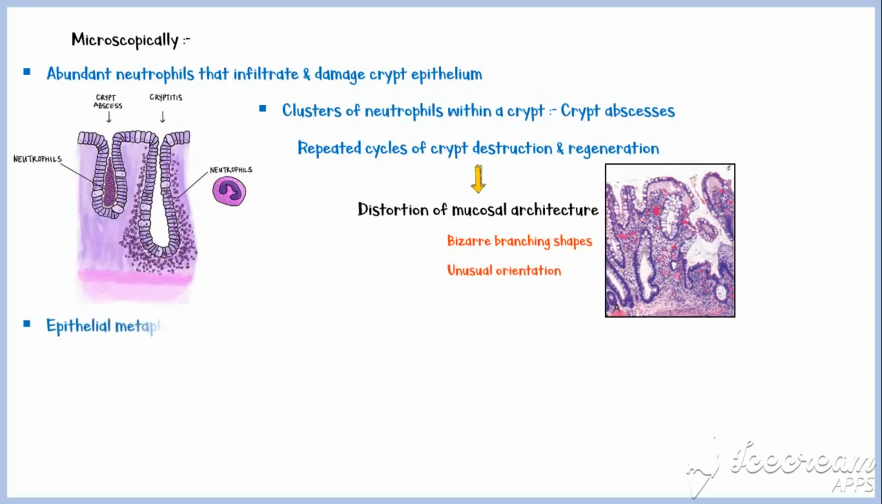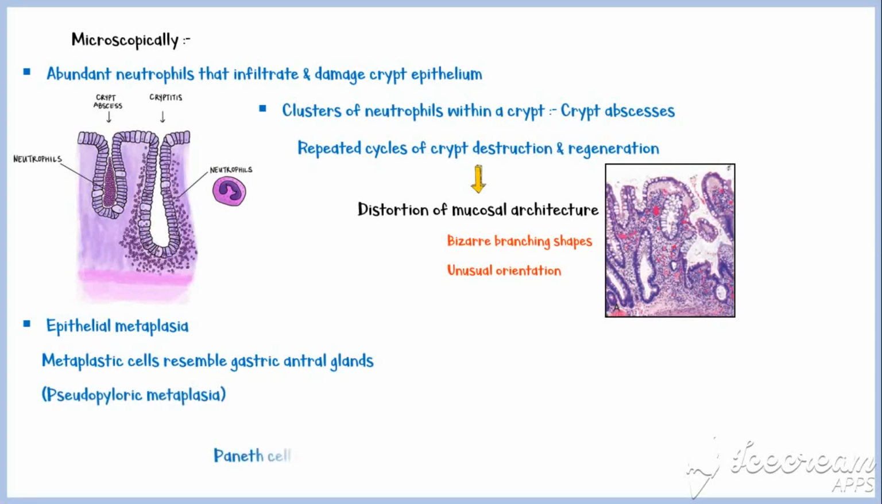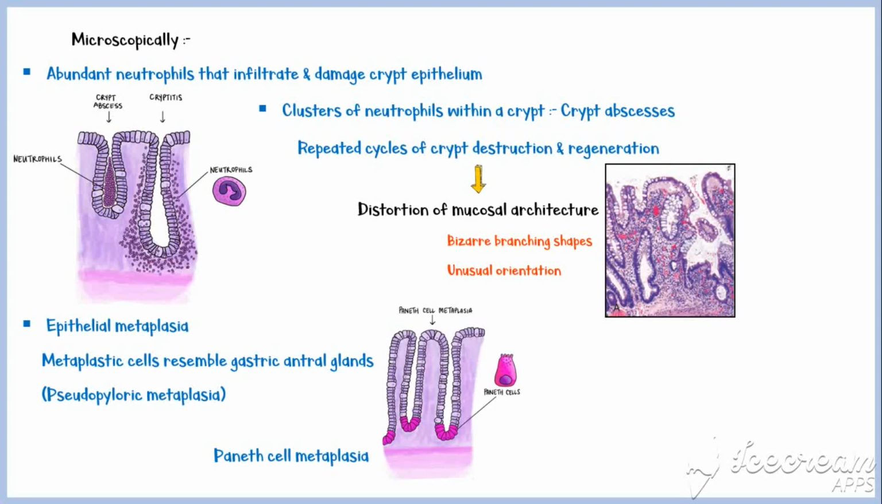Epithelial metaplasia is also another consequence of chronic relapsing injury. Metaplastic cells resemble gastric antral glands, known as pseudopyloric metaplasia. Paneth cell metaplasia may also be seen, usually in the left colon, where Paneth cells are usually absent.